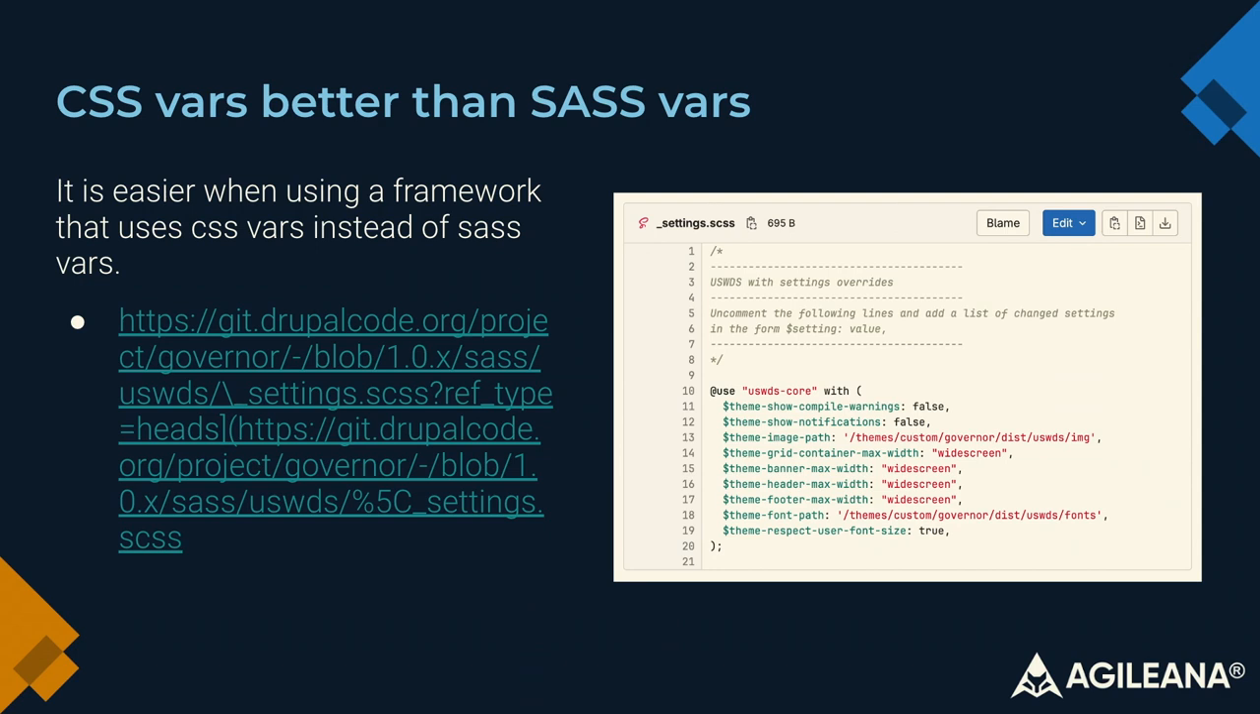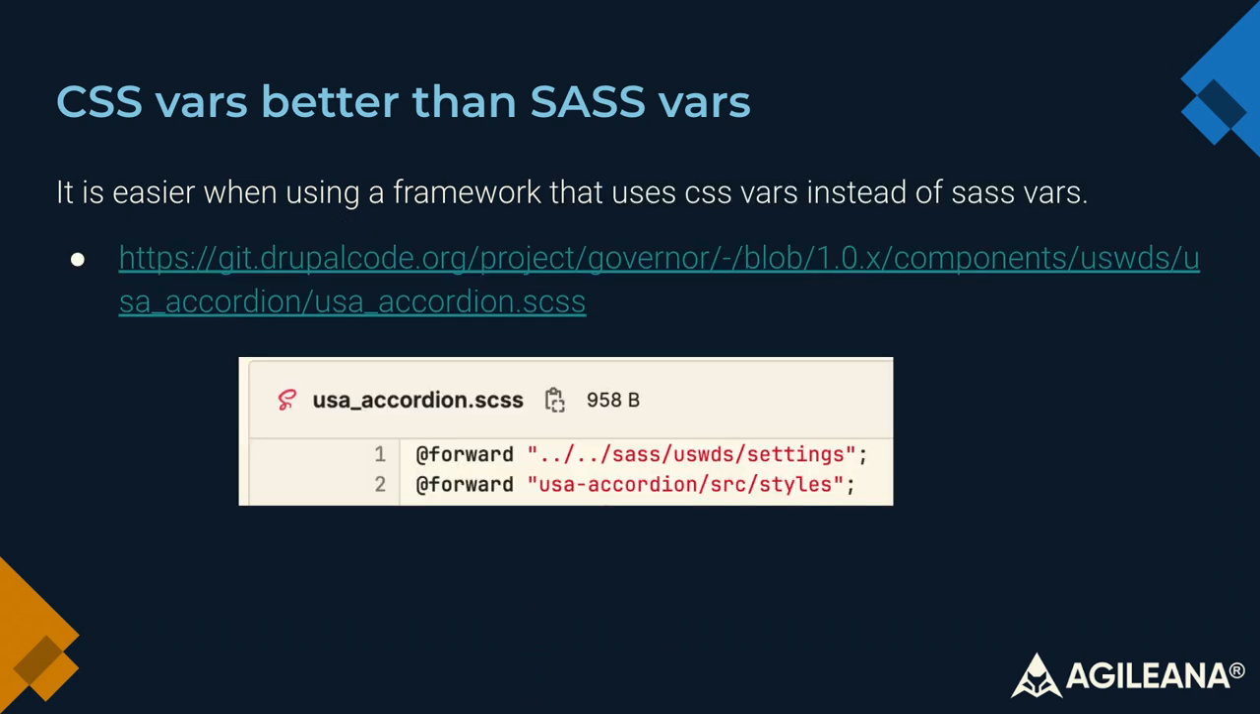We were creating a settings file, as you could see on the right side. We were importing all the SASS variables, and then on each component, we needed to forward or use the settings file to be able to extract those variables and use them inside the component. So it is possible, but it makes your life harder, and it makes the process to change the single directory components harder. So this is something that I recommend: start with a really modular CSS framework.